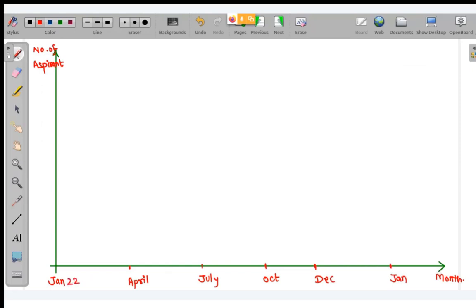Let me take this as January 22 and this as January 23. At this point, January 22, I should have taken one more over here, so let me consider this as February or March. The maximum number of candidates study from January to March, even till April. The number of candidates is the same. You can see there is a slight decrease, but it's okay.